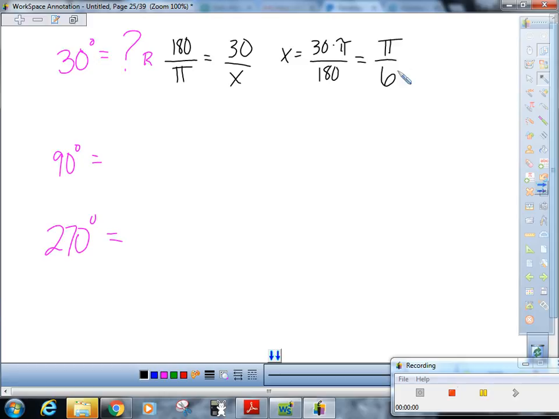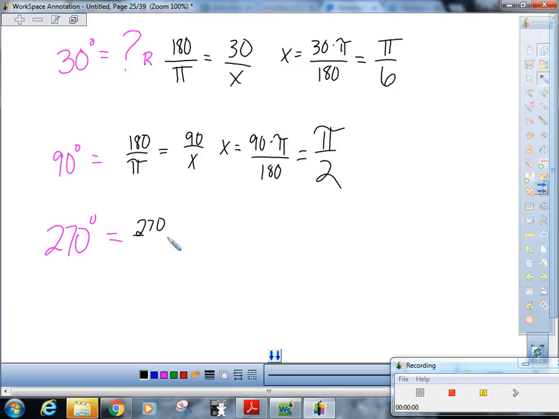Set up a proportion. 180 is to pi, like 90 is to x. X equals 90 times pi divided by 180, which is pi over 2. We've already covered that one, so that's how you would technically find it if you were confused last time. Okay? And for this one, you'd do 270 is to pi, whoops, is to some weird form of pi.